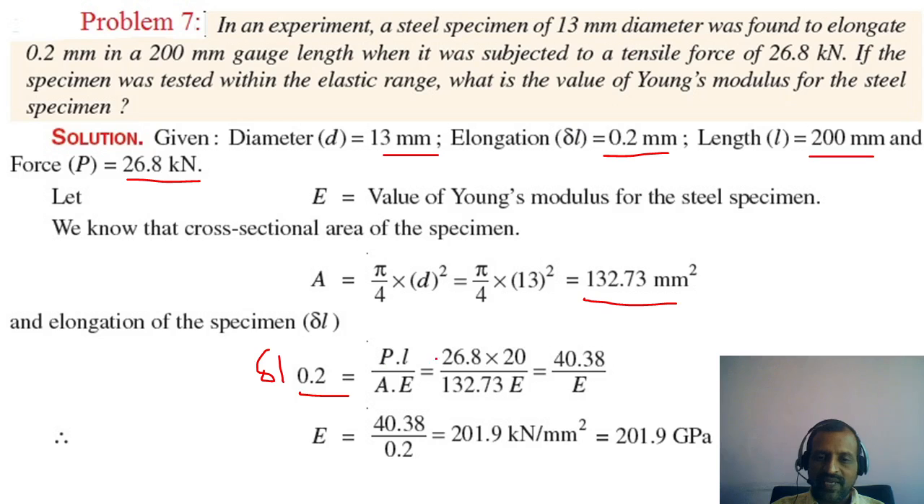P is also given as 26.8, L is 200, then divided by 132.73. E you keep as it is. So that is equal to 40.38 divided by E. So E is equal to 40.38 divided by 0.2. So that will become 201.9 kilonewton per mm square, or 201.9 gigapascal. So this is the answer.